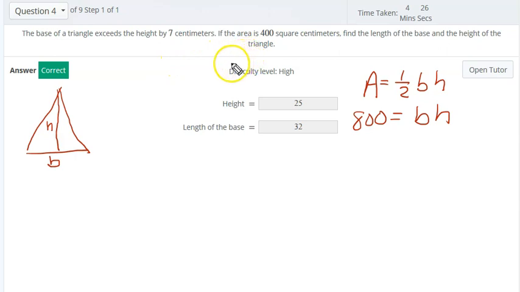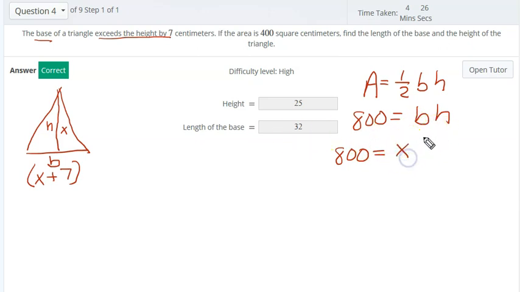This one is not too bad, and although they say it's high, you had to know this. So in setting up the equation, I think the picture helps. It says the base exceeds the height by 7. So the height then would be x, and then the base is going to be x plus 7. And then the equation would be, you can use it here, 800 equals the base times the height. You can put the height first, that's okay.